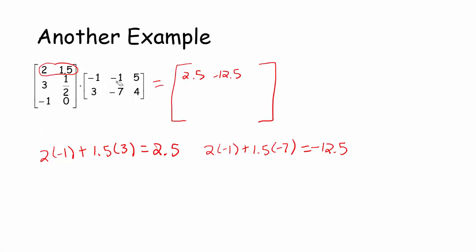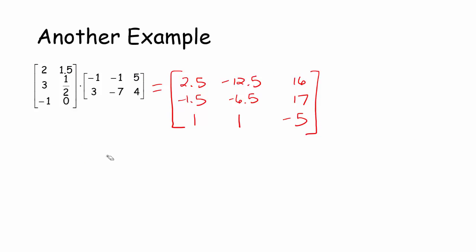Then I'm going to take the first row, match that up with the third column, and the result is going to go in the first row, the third column. I've got 2 times 5 plus 1.5 times 4. So that gives me 10 plus 6 is 16. So I just experienced a slight technical glitch, so I just had to quickly rewrite the matrix here. So I've written in all of the rest of the entries.